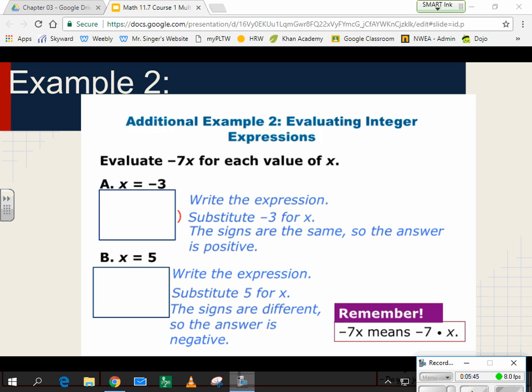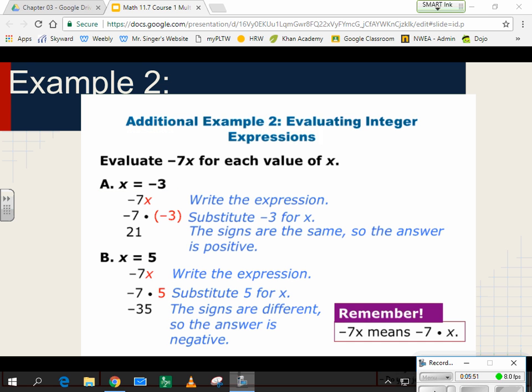So for A, we just have to plug and chug. We're going to put -3 in for x. And when we substitute that, the one thing you should see is that -7 and -3 both are negative. So the signs are the same. Your answer is positive 21.